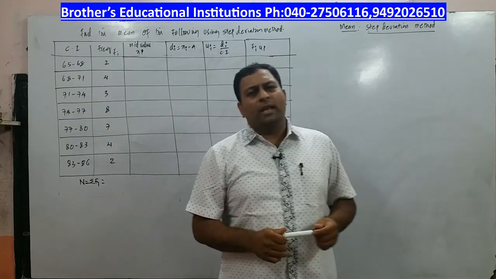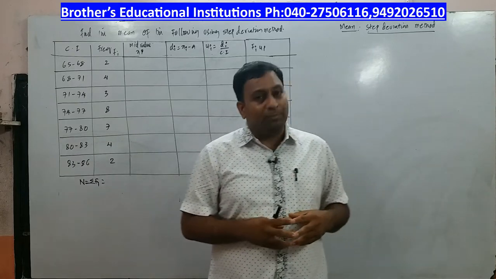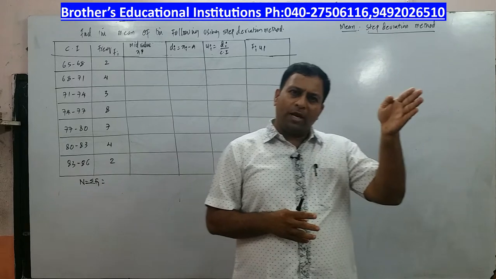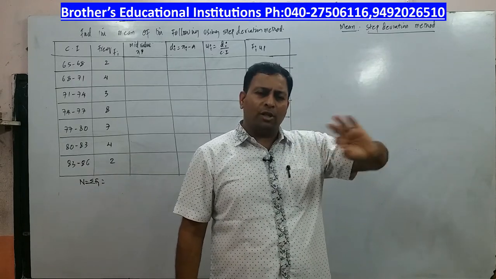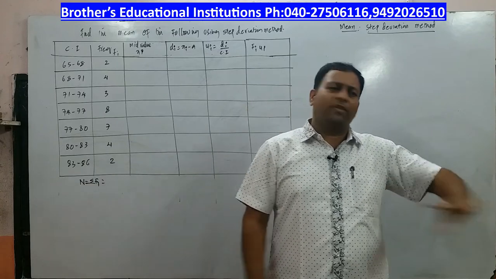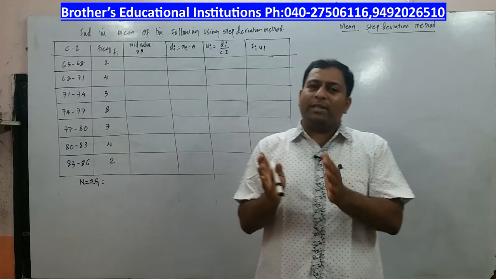Fine. In the last class we were dealing with mean. Let me just brief you up. We are dealing with mean of ungrouped data and mean of grouped data. Ungrouped data formula: sum of the observations by number of observations. Finished. But when you are dealing with grouped data, there are three methods to find it.